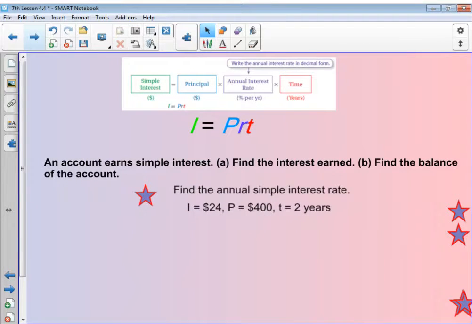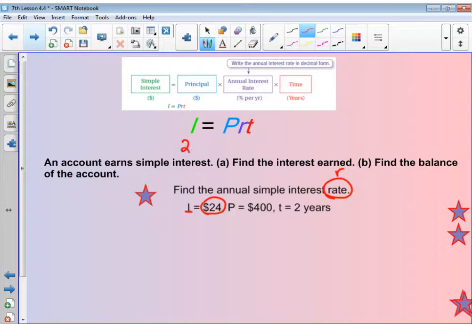Okay, so here it says find this annual simple interest rate. So this time they want us to find the rate. That's our R. So they're going to give us all of the other information that we need. And they're telling us with the letters, the I is $24. So where I have an I, I'm going to write $24. Where I have the letter P, I'm going to write $400.